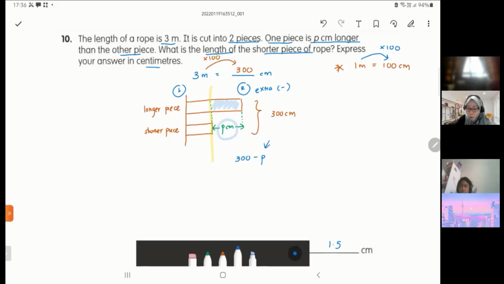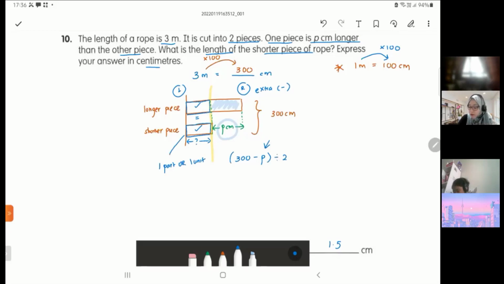Am I done? Once I take away that, I will have two equal parts. And my two equal parts is this one and this one. They are both the same size, the same units, right? In this case, this is my one part and this is my other part. There are two equal parts. So what do I do with the balance after I take away? I divide it by 2 because what do I want? I want the shorter piece of rope. I want this one, which is just one part or 1 unit.